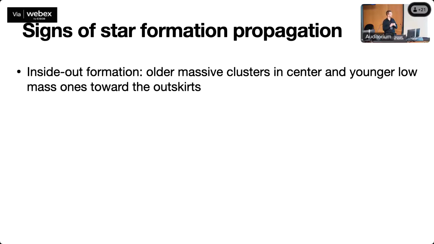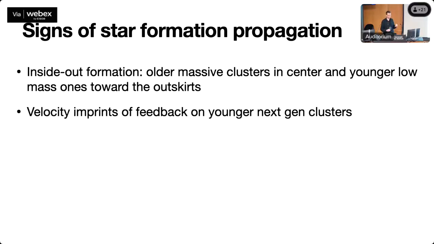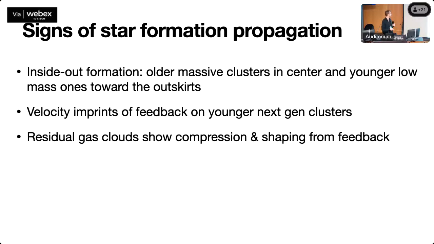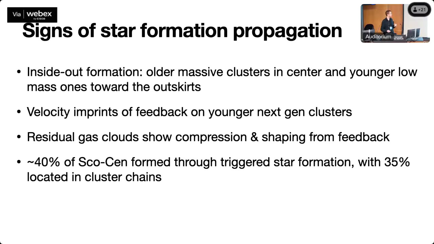So I think we have good indication of finding some kind of inside-out formation, where the older clusters in the center have kind of triggered star formation at the outskirts of this association. And you basically have a drop in mass. And when we look at the velocities, we see this imprint of feedback onto the next generation of stars. And at the very end of this, we see that we still have residual clouds that are basically shaped from feedback from these massive stars.